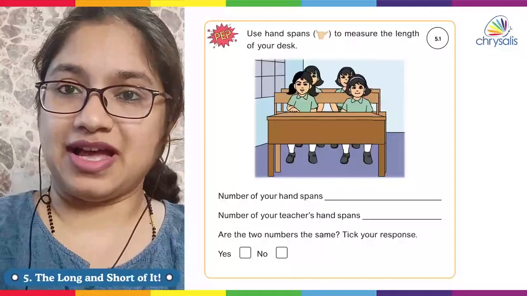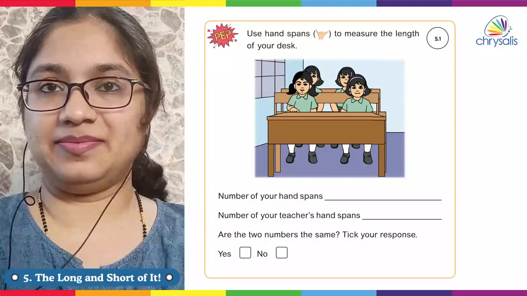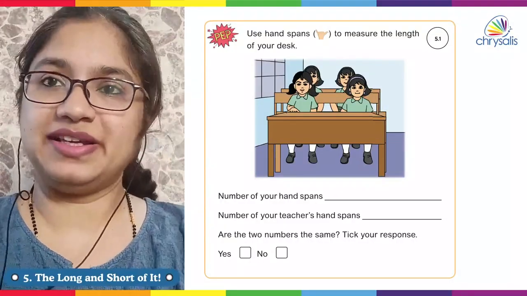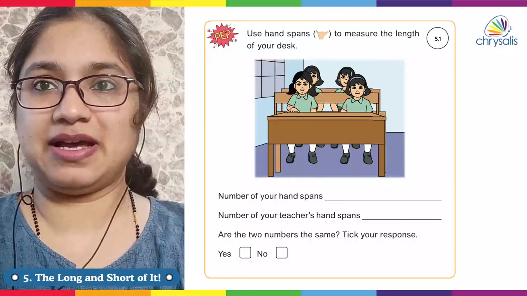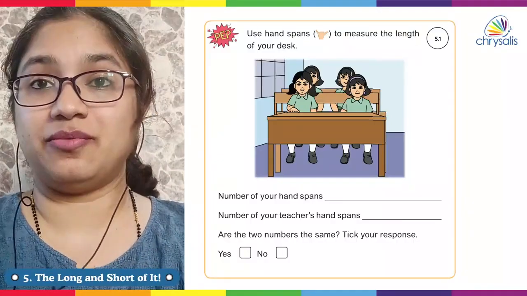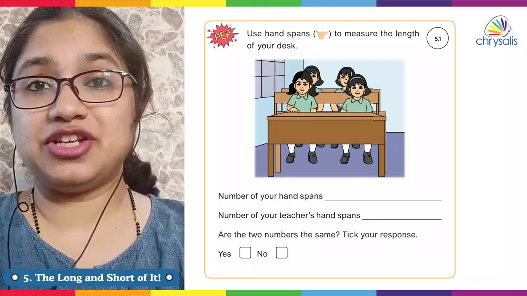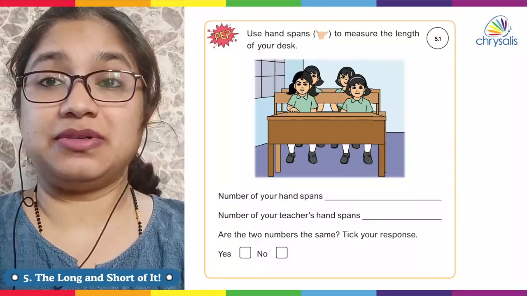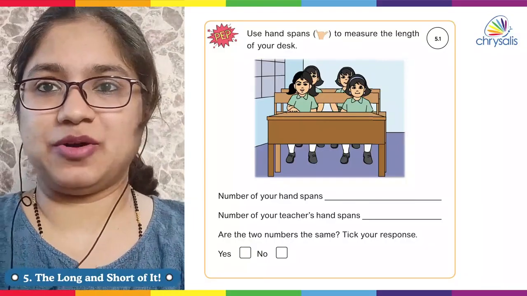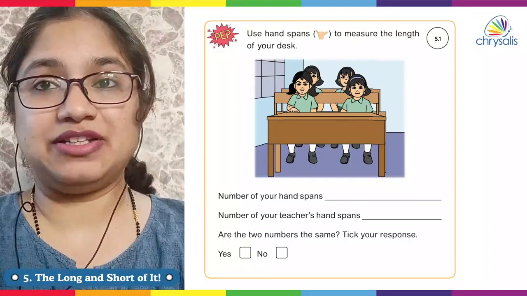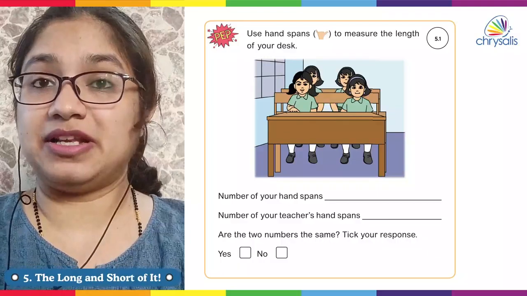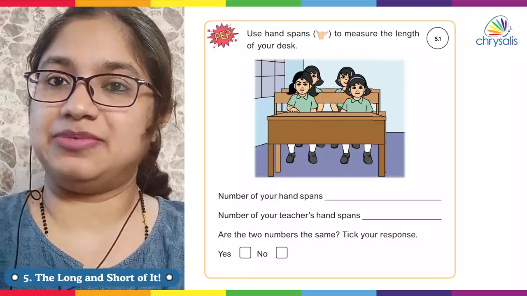Write down the number of hand spans in the blanks given. Since we are not in our think room, instead of your teacher's hand spans, you can ask any of your parents to measure the length of the desk or table. Now check if the two numbers are the same. Tick your response. You can take 10 minutes to complete this activity. Press pause to complete this activity and press play when done.